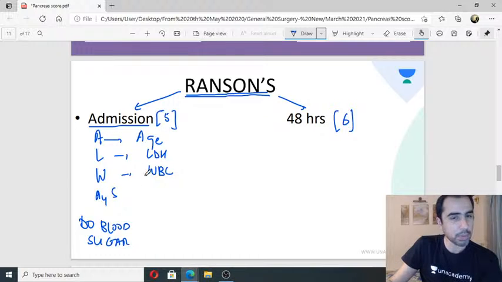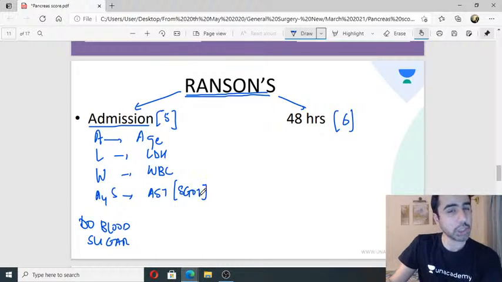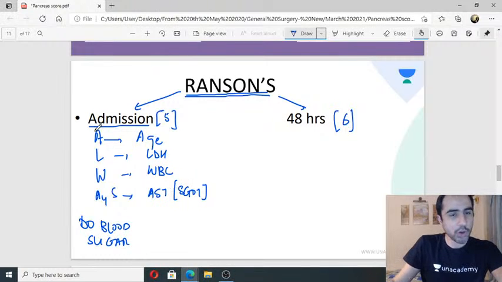These are easy to remember. This AYS, don't look at the Y, look at the AS. AS stands for AST, which we also call SGOT. Students always get confused, was it SGOT, was it SGPT? Always that confusion is there. If you remember this always mnemonic, it becomes very easy.